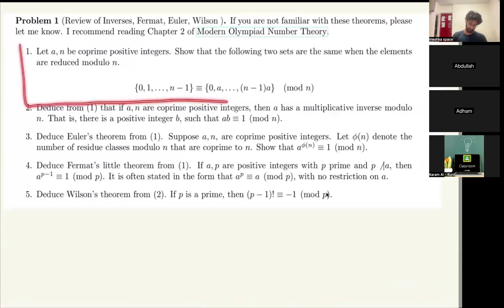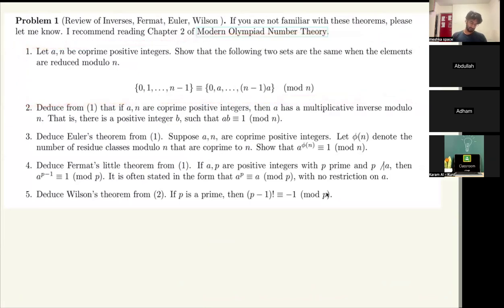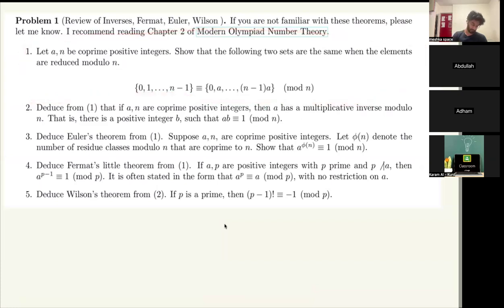I started with this statement here. I'll explain it in a moment, but the way I think of it is the fundamental lemma of modular arithmetic. It's what you use to prove all the basic theorems. So what does it say? It says A and N are co-prime positive integers, so it's important that they be co-prime. You know what co-prime means, right? It means relatively prime.